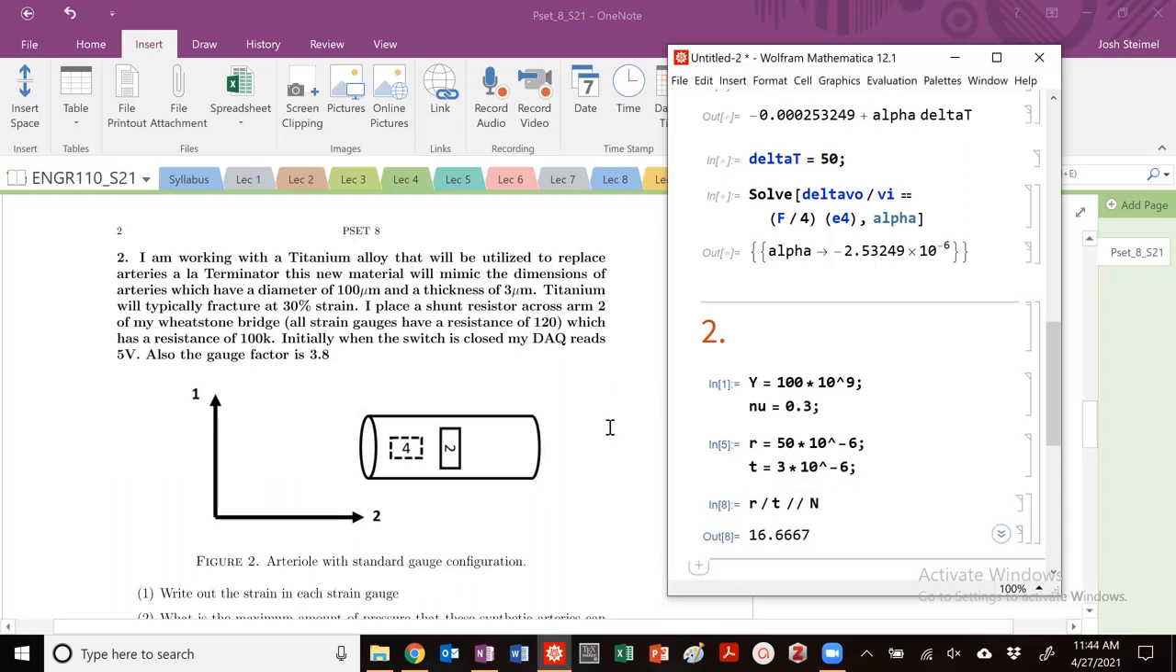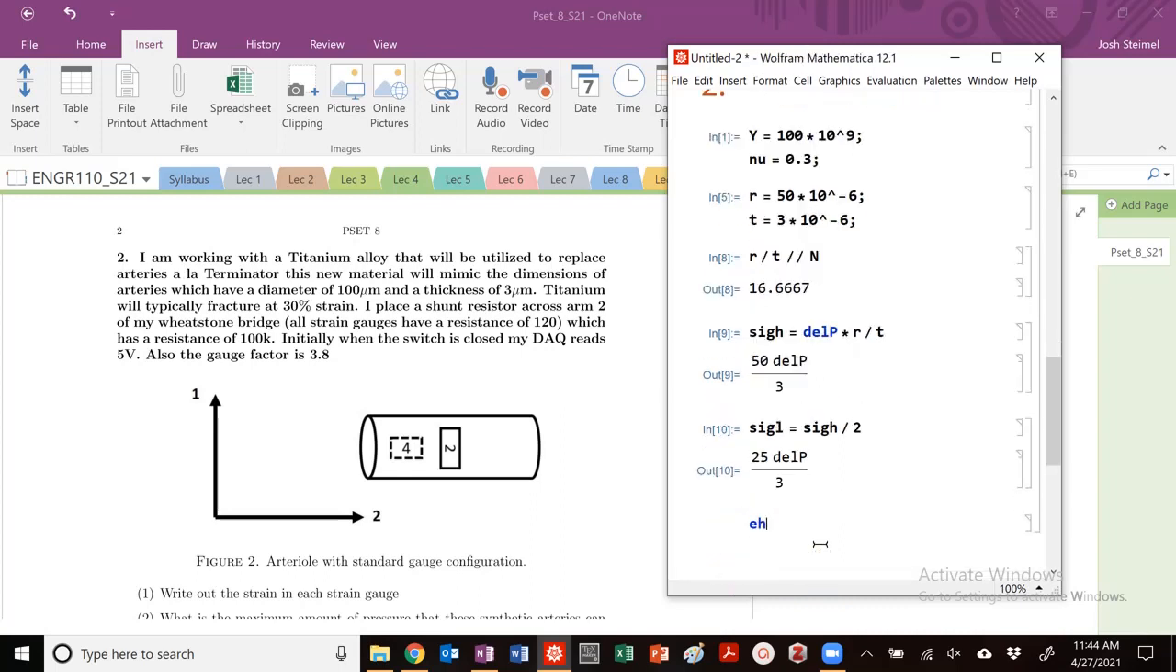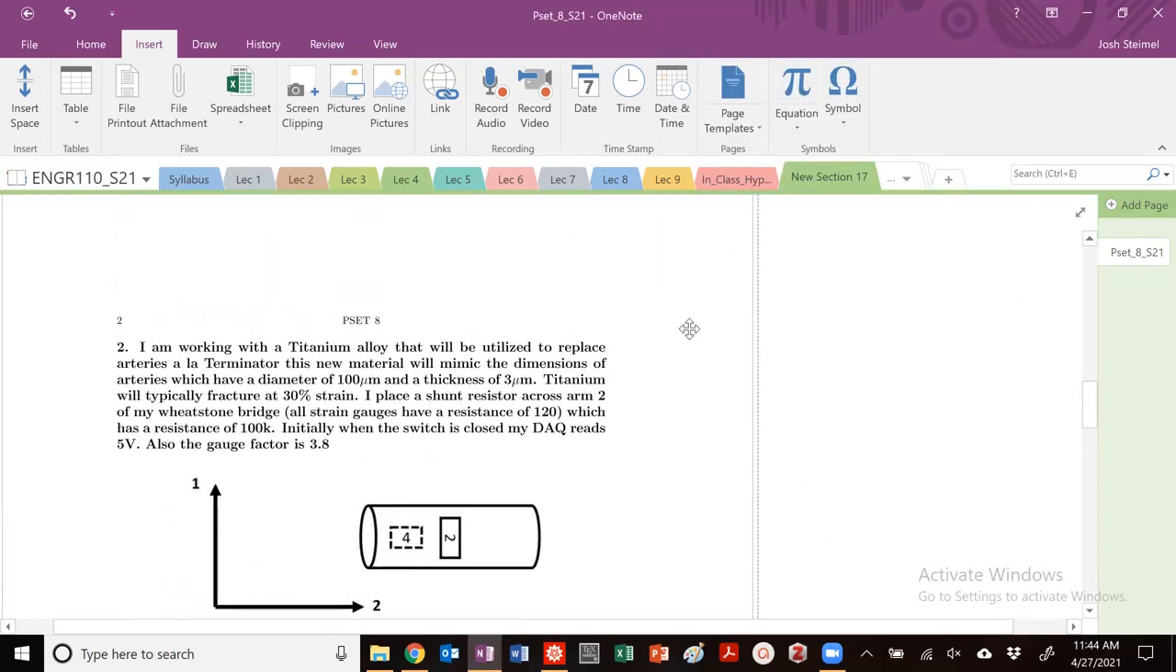So now I can move on to, I know that my sig H equals del P times R divided by T. Sig L is equal to sig H divided by 2. I know that my EH is going to be equal to these values as well. So let's go ahead and figure out some of these values. So titanium will typically fail when we reach 30% strain.